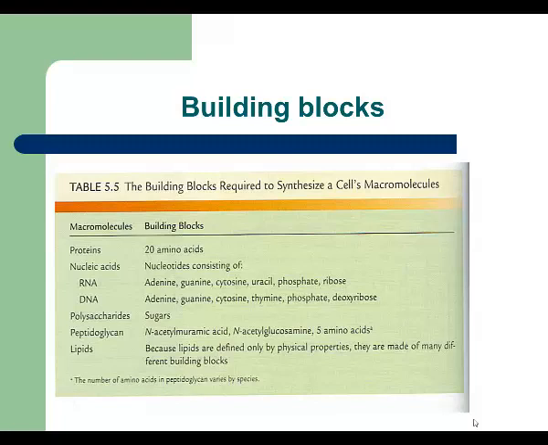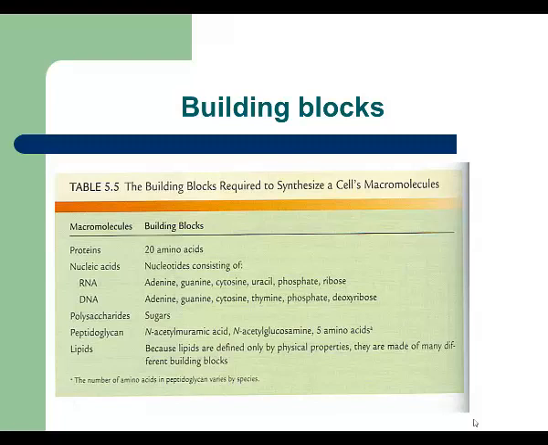For example, let's say proteins. Proteins are polymers. They are large molecules. Proteins are made of amino acids, which are monomers, building blocks. Polysaccharides are polymers, macromolecules, made of simple sugars, which are monomers, for example, glucose, maltose, sucrose.